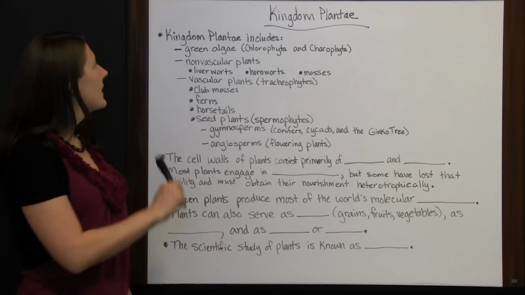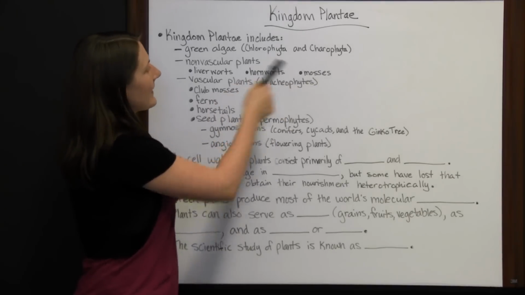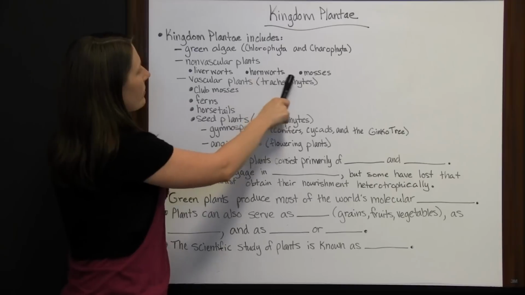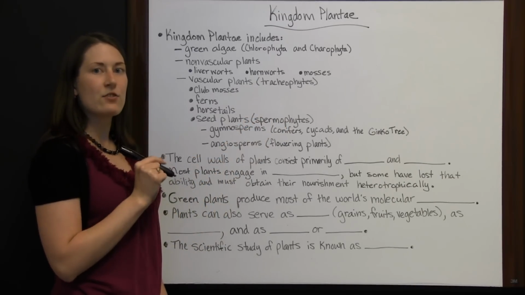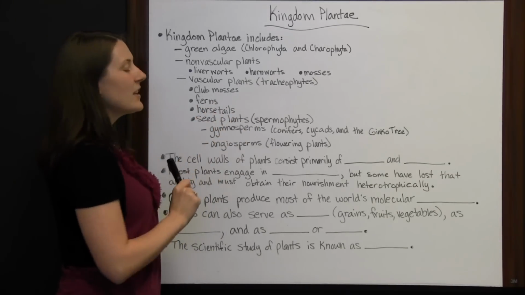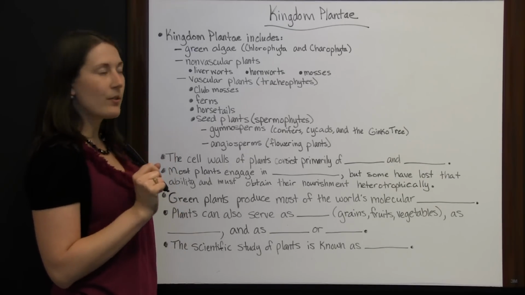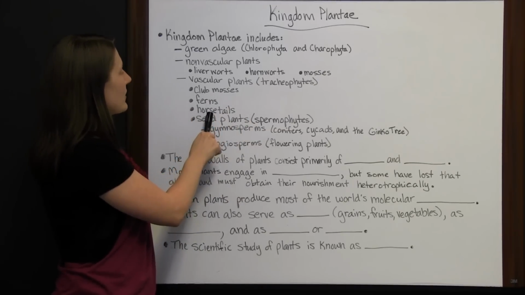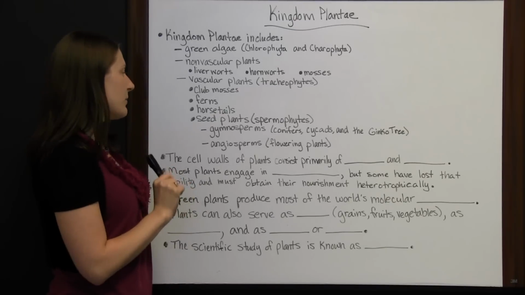Kingdom Plantae. Kingdom Plantae includes green algae, chlorophyta and charophyta, non-vascular plants, such as liverworts, hornworts, and mosses, and non-vascular means they don't have any kind of veins to carry nutrients throughout the plant. Vascular plants, or tracheophytes, which means these do have veins that carry nutrients and water throughout the plant. And vascular plants include club mosses, ferns, horsetails, and seed plants, which are also known as spermophytes.